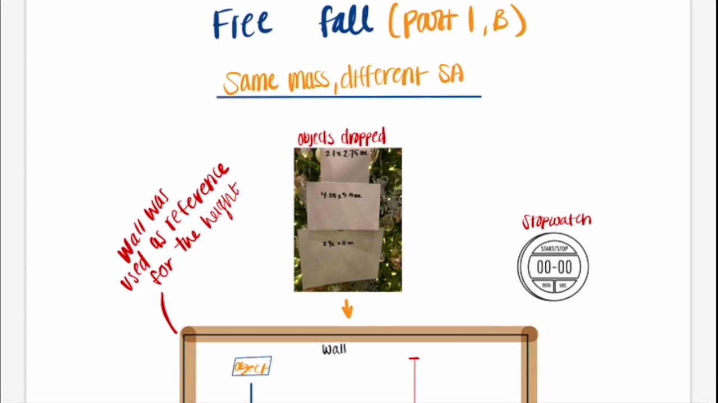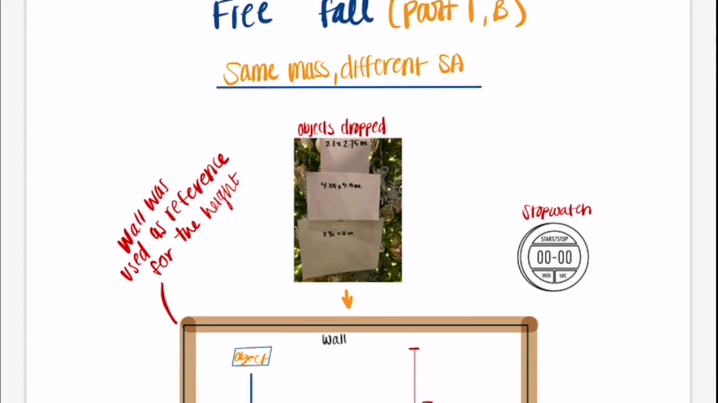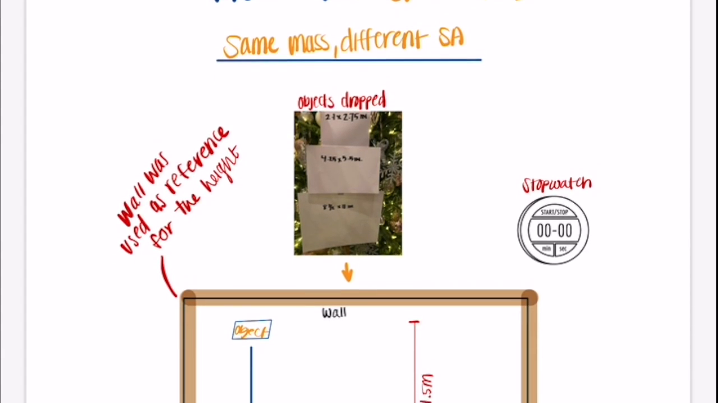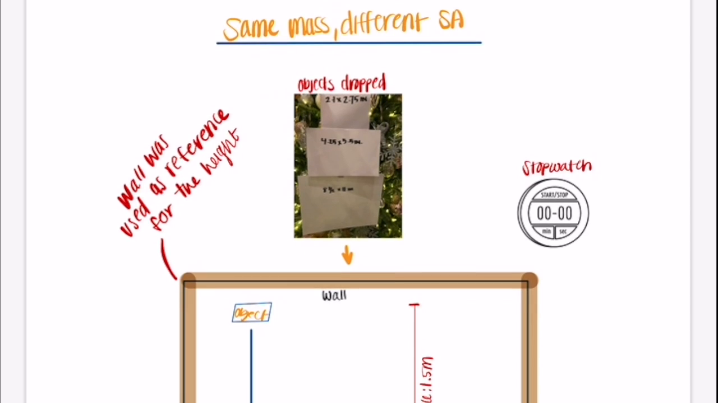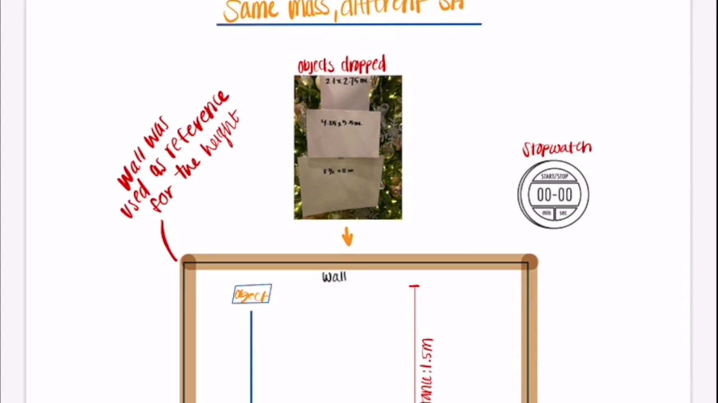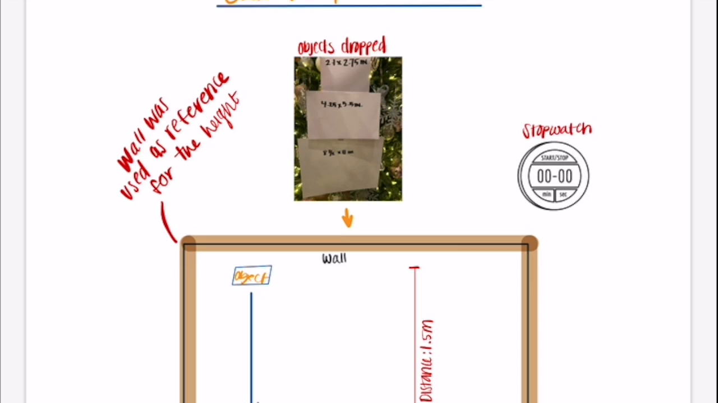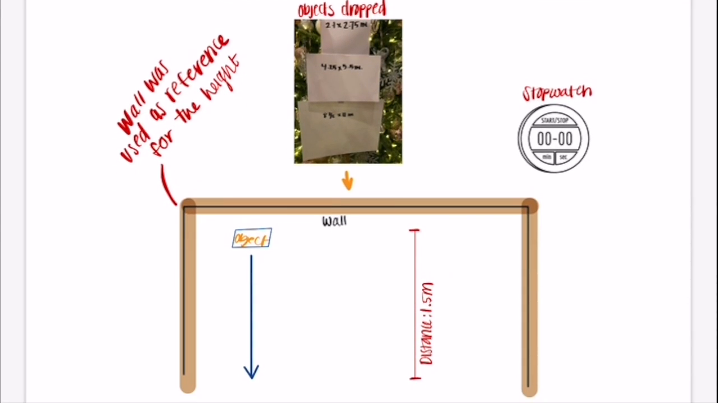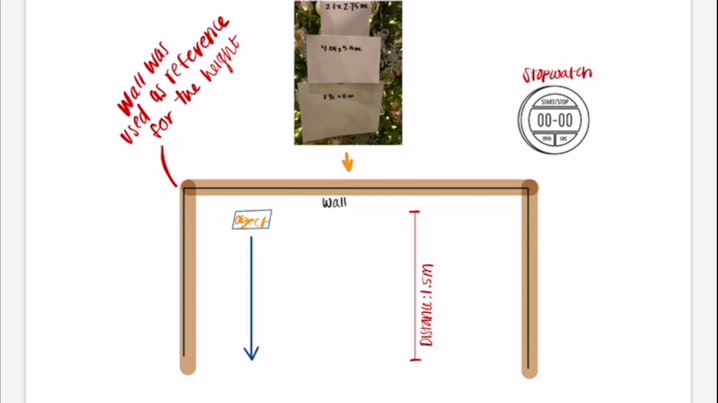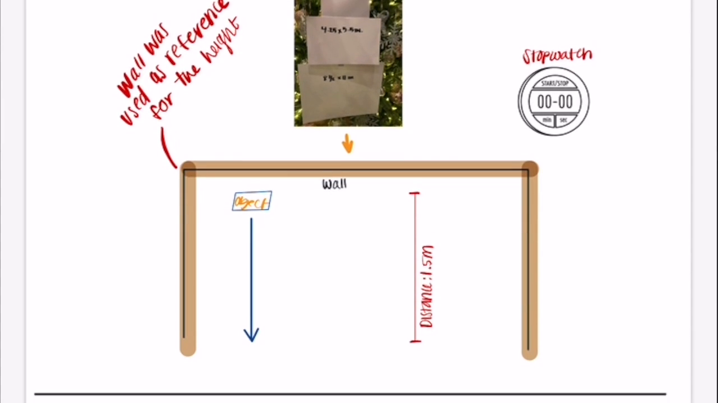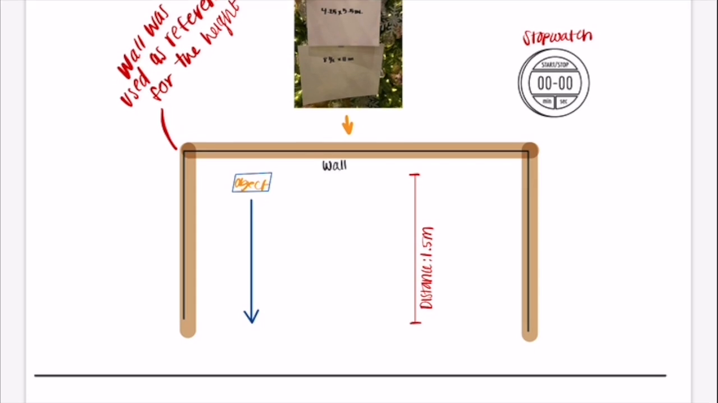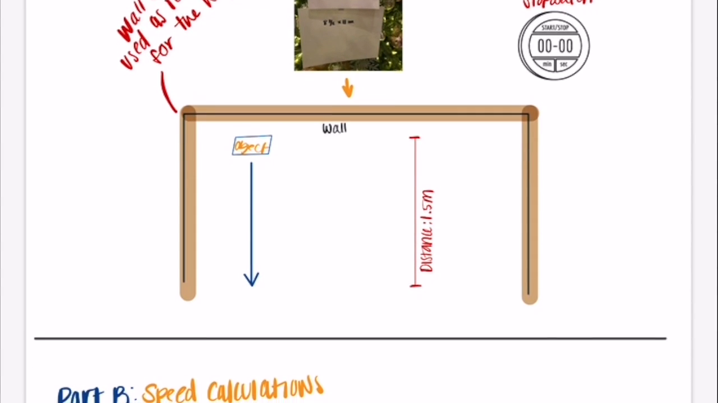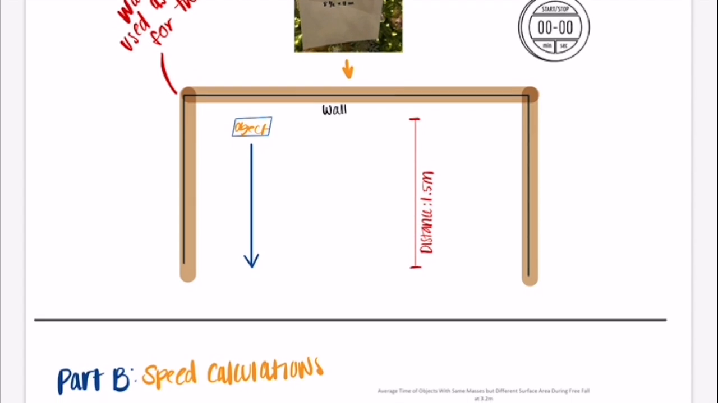After doing the first part of this experiment, we became very curious and wanted to test this theory with three objects that had similar masses but different surface areas. We did this by using three pieces of paper. We folded one of them in half, one of them in fourths, and kept one of them whole. We dropped the three papers from a height of 1.5 meters. We used the wall as a reference for the height, and after doing this experiment, we realized that the paper with the least surface area was the fastest.